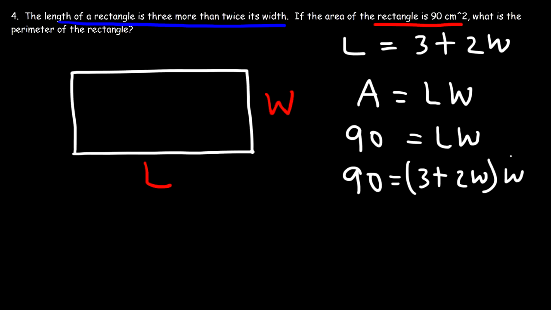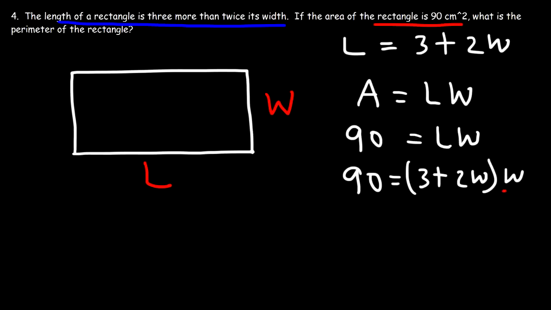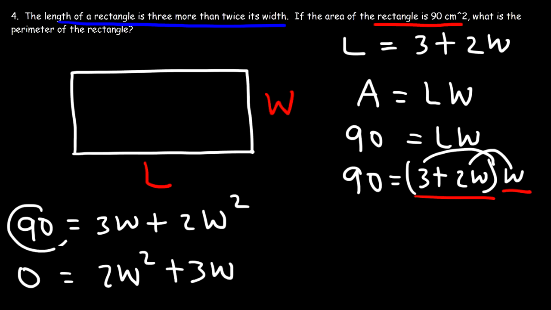Now we have an equation with only one variable, so we can solve it. But how should we go about solving it? Well, the first thing we should do is distribute W to 3 plus 2W. And so it's going to be 90 is equal to 3 times W, which is 3W, and then 2W times W, that's 2W squared. And so I'm going to take this 90 and move it to that side. And I'm going to rewrite it, putting it in standard order. So it's 2W squared plus 3W. And then when you take the 90, which is positive on the left side, and move it to the right side, it's going to switch from positive to negative.